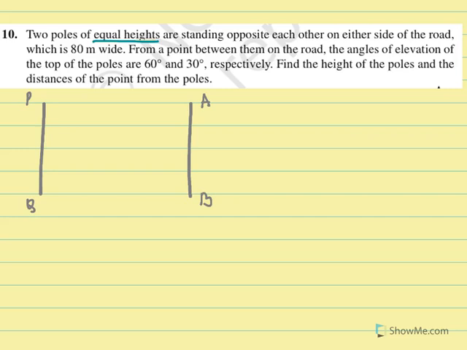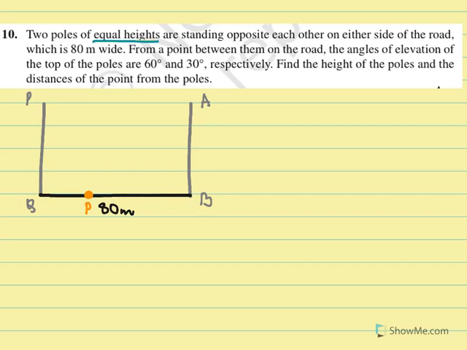On either side of a road which is 80 meter wide. So this must be the road. They're on either side of the road, 80 meter wide. So this is 80 meter. From a point between them on a road, so if I take a point between them on a road, this is the point P.